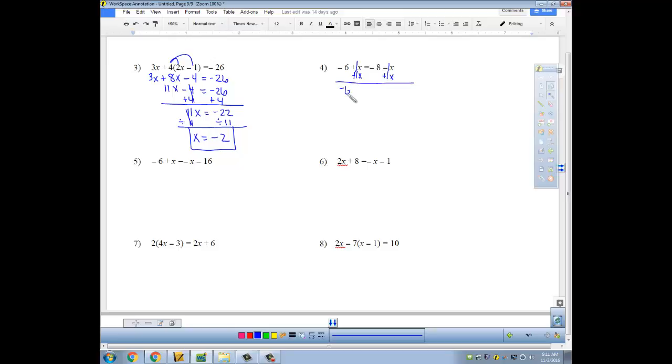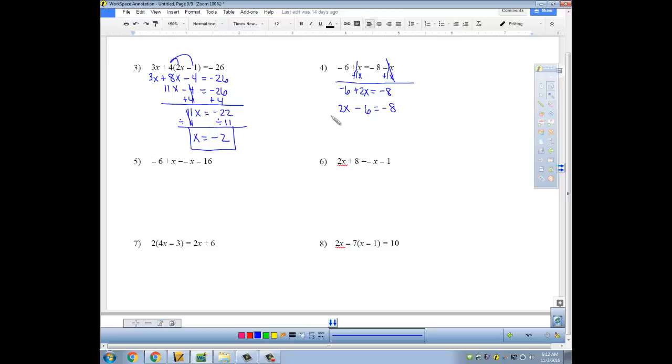Bring down the negative 6. 1x plus 1x is 2x. Bring down the negative 8. Negative 1x plus 1x is 0, so that's gone. Okay. Now again, if you like the variables to be written first, that's fine, but pay attention. This is a positive 2x, so I write positive 2x. Negative 6, so negative 6 equals negative 8.